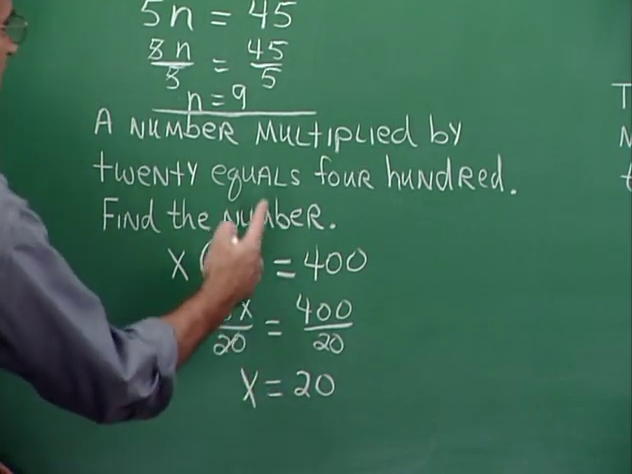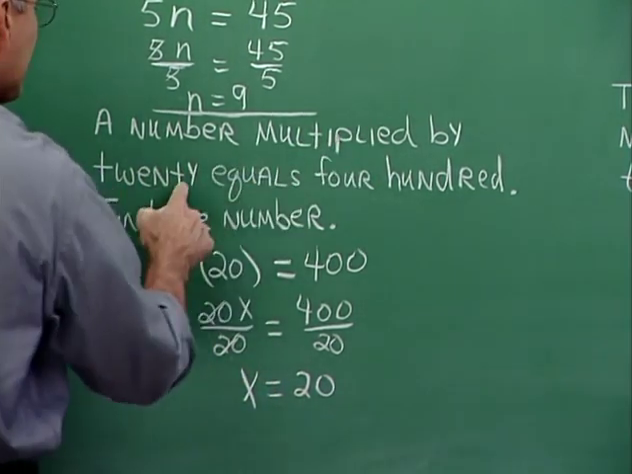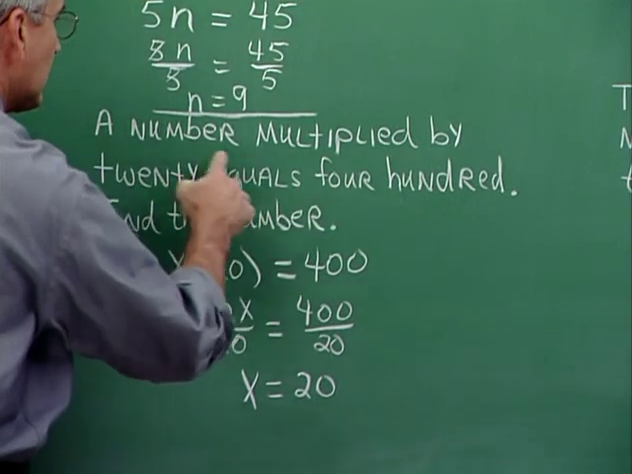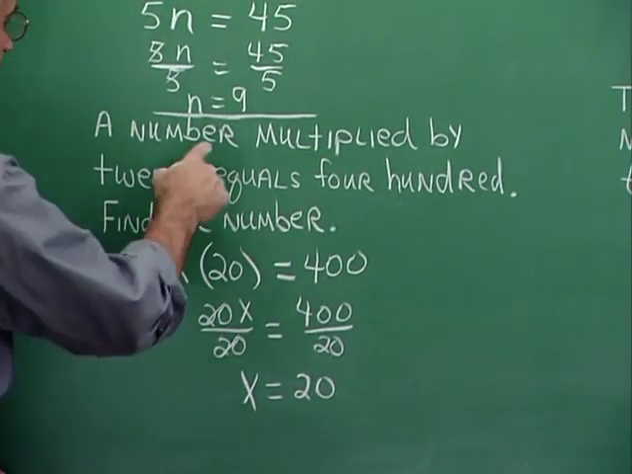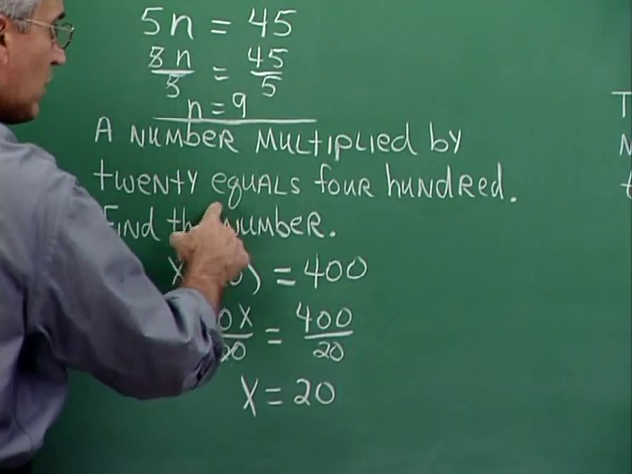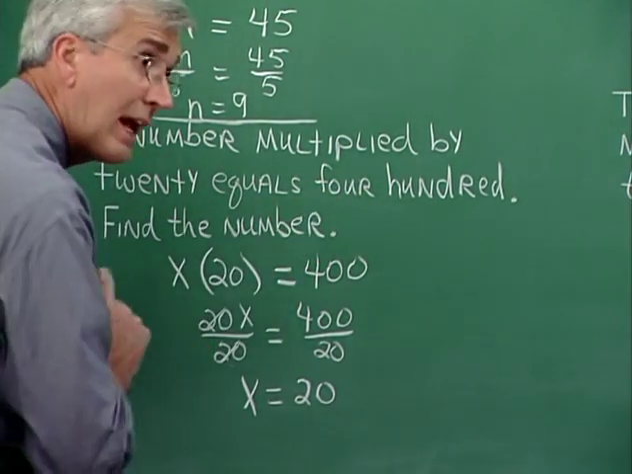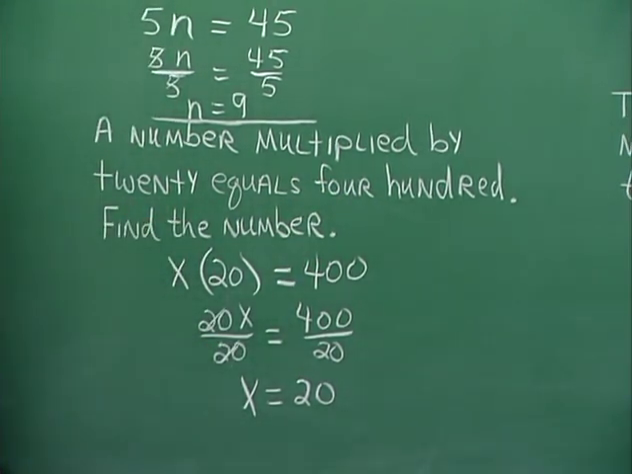Now, we might go back and verify a number multiplied by 20 equals 400. The number we found is 20. Is it true that 20 multiplied by 20 equals 400? Yes, that's true. So we have found that number.